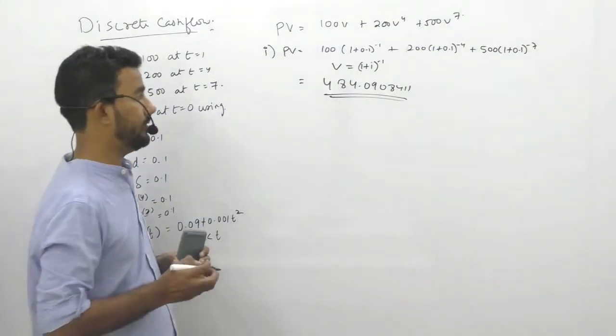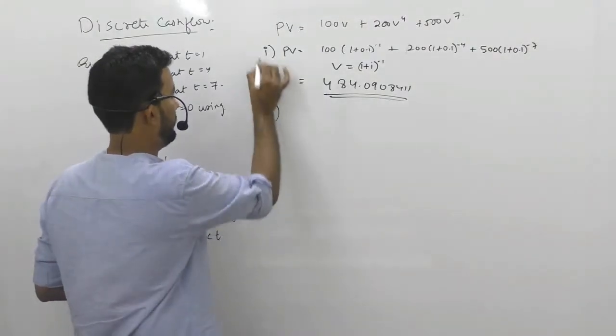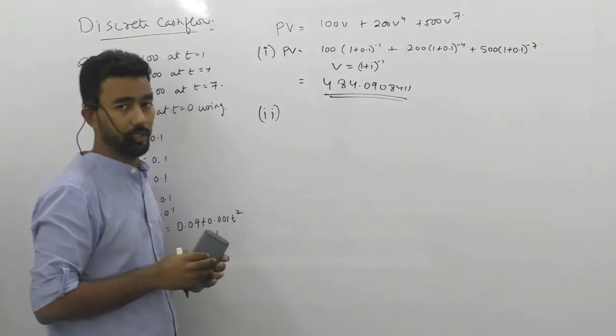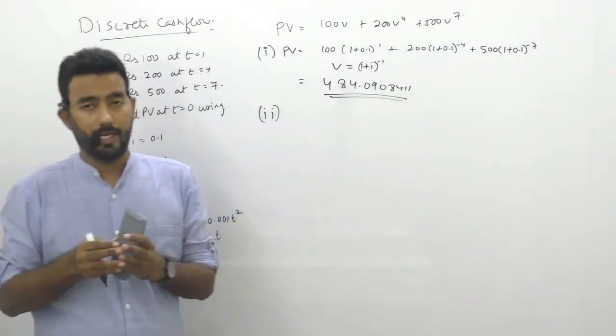So that is how we have to deal with cash flows. You just need to individually discount all of them to time 0 and add them up. There is no other science involved. Discount each and every cash flow individually to time 0 and add them up.